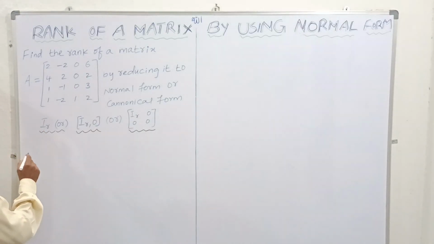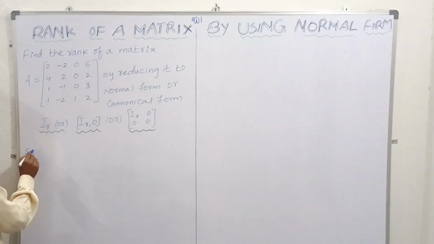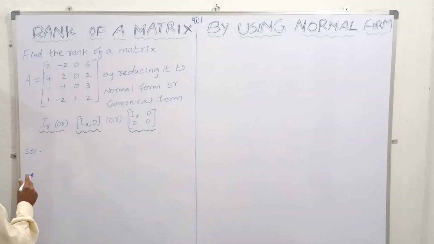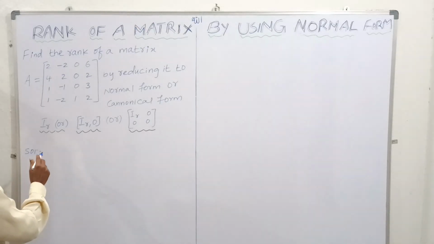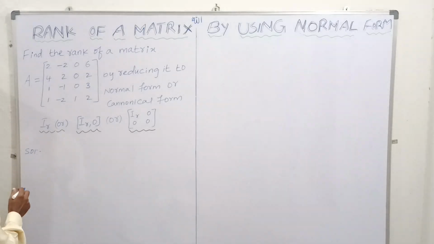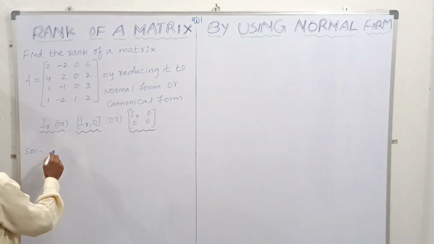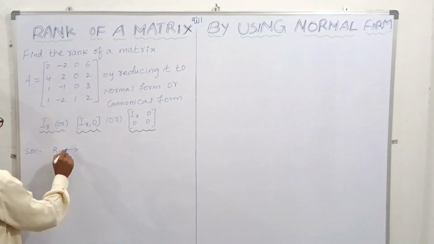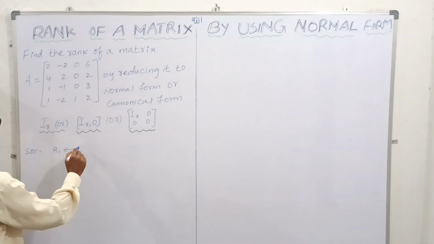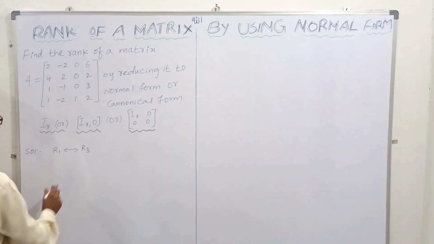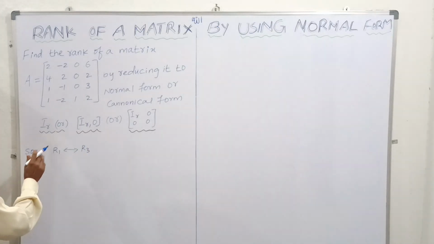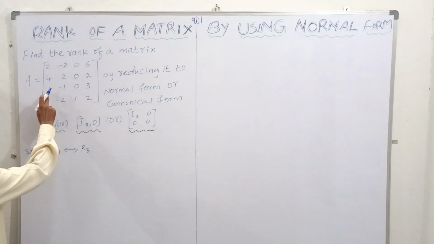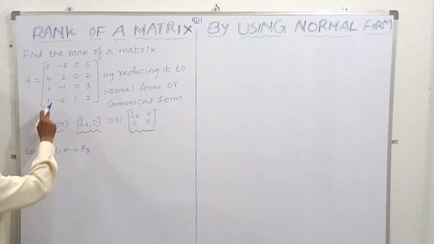Okay, so now what we have to do? The given matrix is A, already given. So now let us use the operation: R1 is interchanged with R3. So therefore this matrix is reduced as, now we will replace row 1 with row 3 and row 3 with row 1.